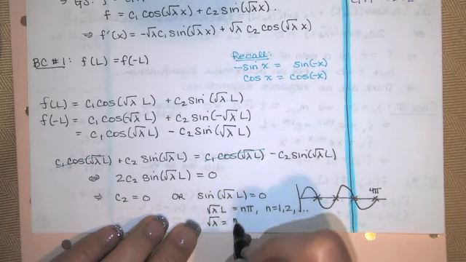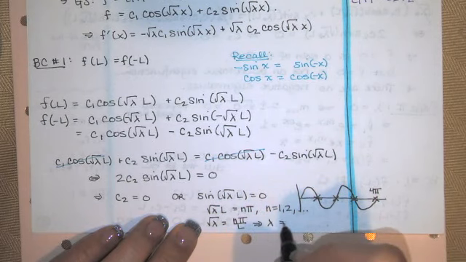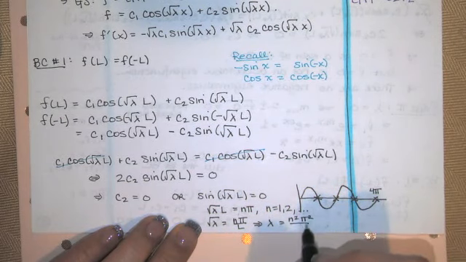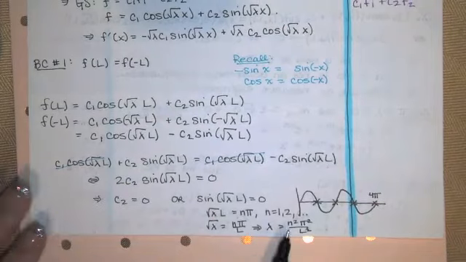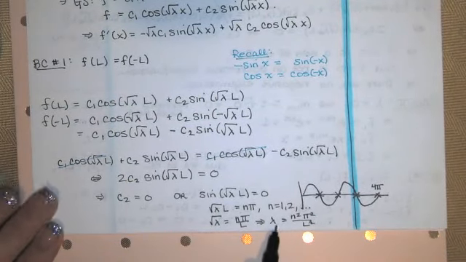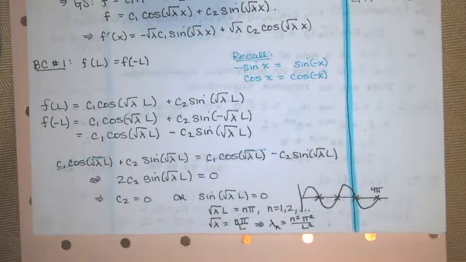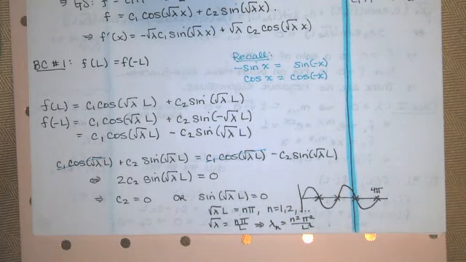Solving for lambda, we've got the square root of lambda is n pi over L. So lambda is equal to n squared pi squared over L squared. So either C2 equals 0 or lambda sub n equals this. Okay, so that's what that first boundary condition tells us.